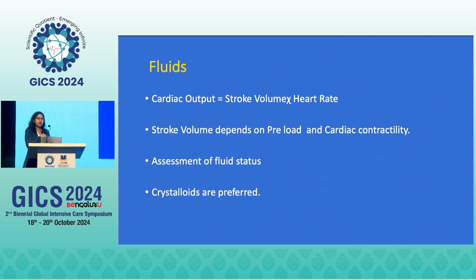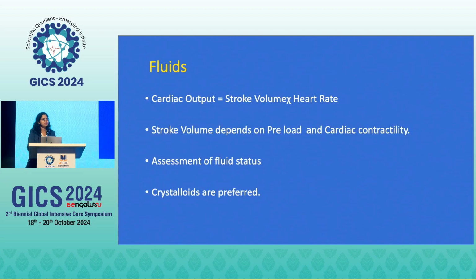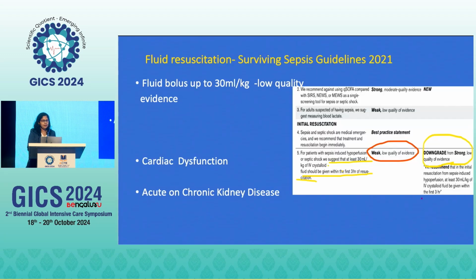Suppose this patient comes to my ICU or emergency, which is a tertiary hospital. I need not just give fluid of around 30 mL per kg, that will be around 2 liters for a 70 kg patient, and then start assessing. You must assess these patients before you even start administering fluid and start thinking about vasopressors. And there is no doubt that crystalloids are the preferred fluids in these cases.